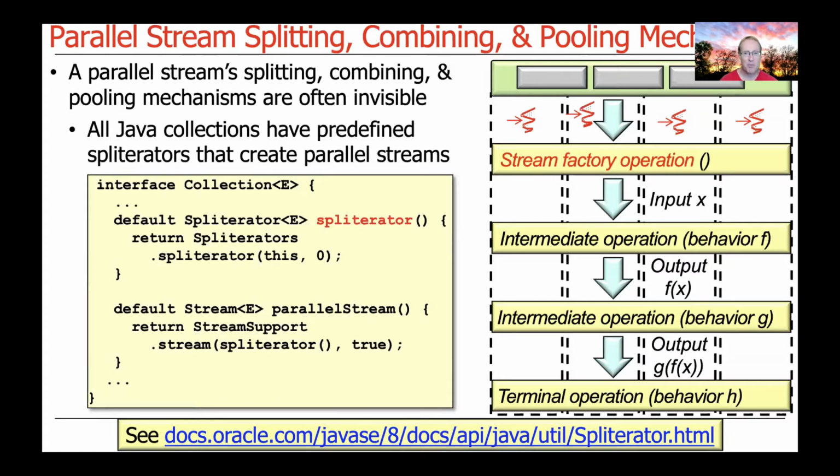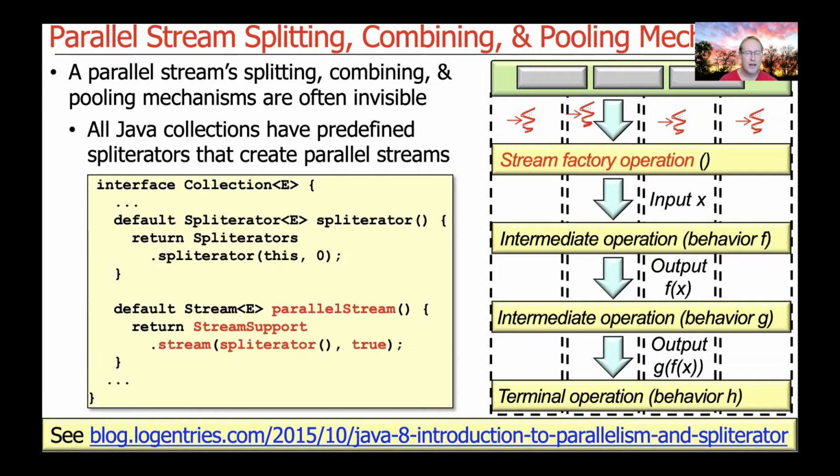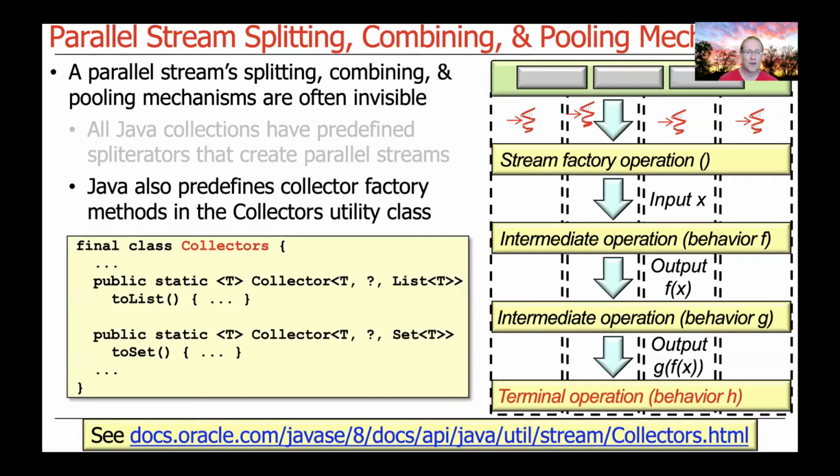And that's especially important when you make your own collectors for your own collections. You can see here that the parallel stream factory method that's defined out of the box in the collection interface goes ahead and uses the StreamSupport.stream factory method using the splitterator and passing in the parameter true. And true just means go ahead and do all this processing in parallel.